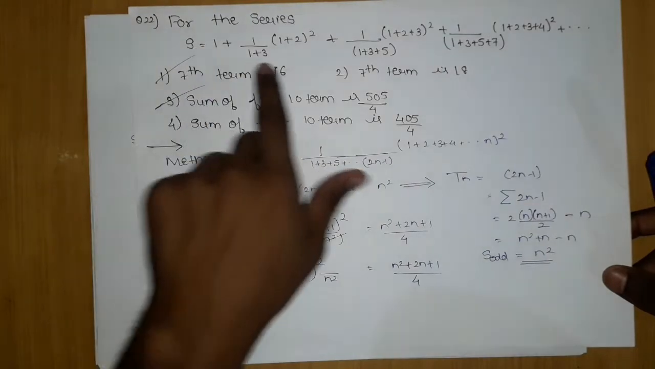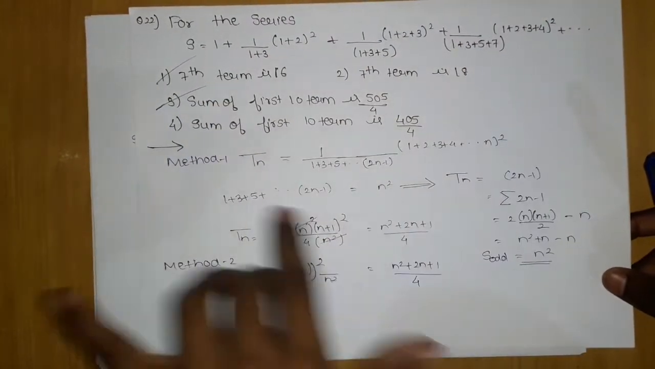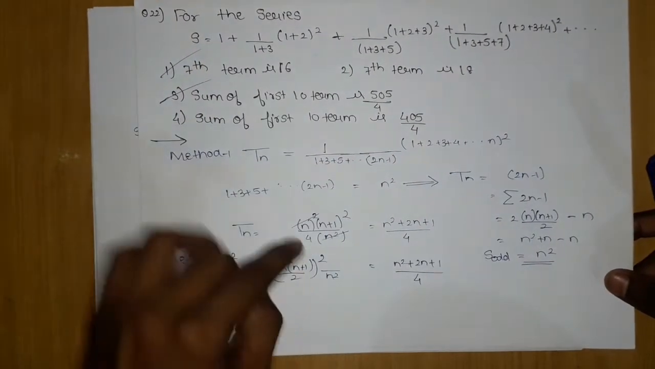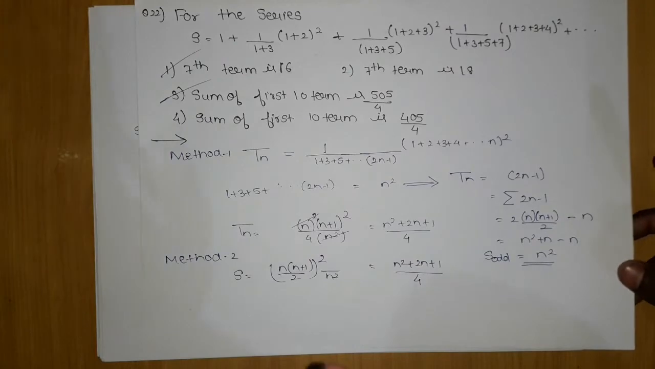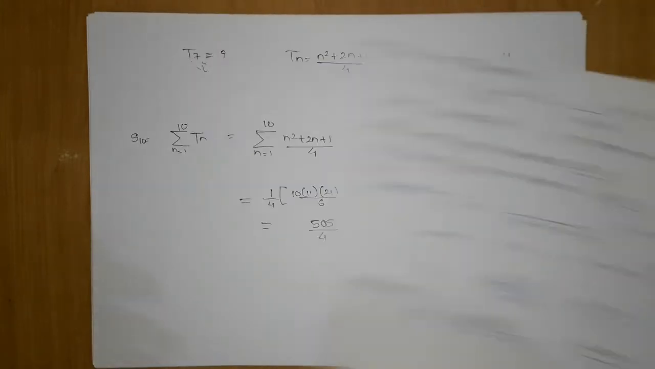Here, they are adding the sum, but here it is a series. This will be the first term, second term, third term, fourth term, and all the terms will add on to give me the summation. So I identify my Tn term. There are two methods to identify it. I told you both the methods. It's up to you which method you use. So now let's move on to the next.